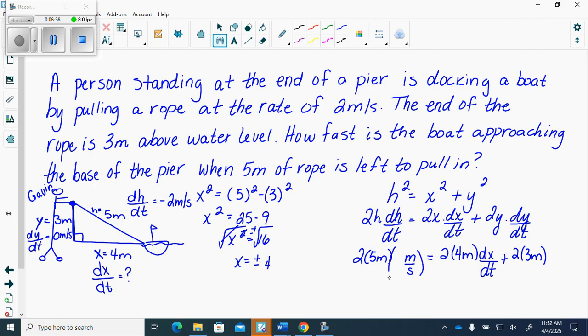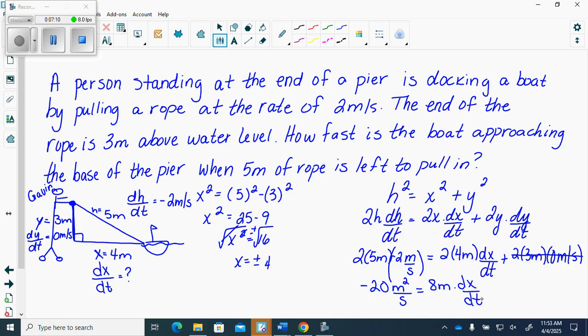Yeah. This one is 0. So this one cancels. Boom. She gone. This one is 10 times negative 2. So negative 20 meters squared per second equals 8 meters times dx over dt.